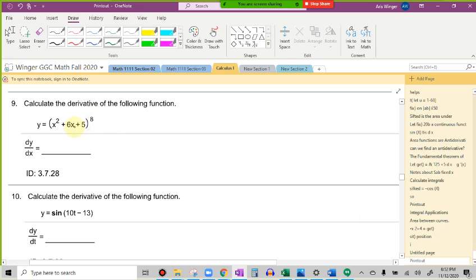The derivative of x squared plus 6x plus 8 to the 8th is going to be 8 times x squared plus 6x plus 5 to the 7th times the derivative of x squared plus 6x plus 5, which is 2x plus 6.